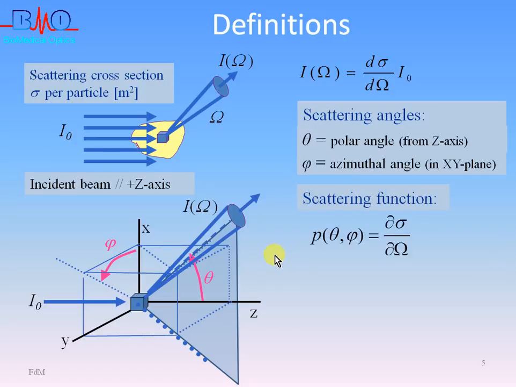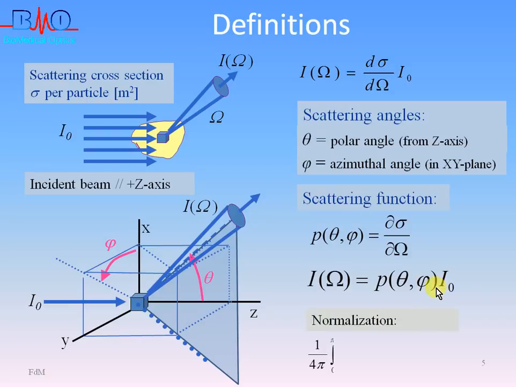Now we can define a scattering function, p of theta and phi, and we can write I of omega is the scattering function times the incident intensity, and that scattering function is normalized over space to 1.